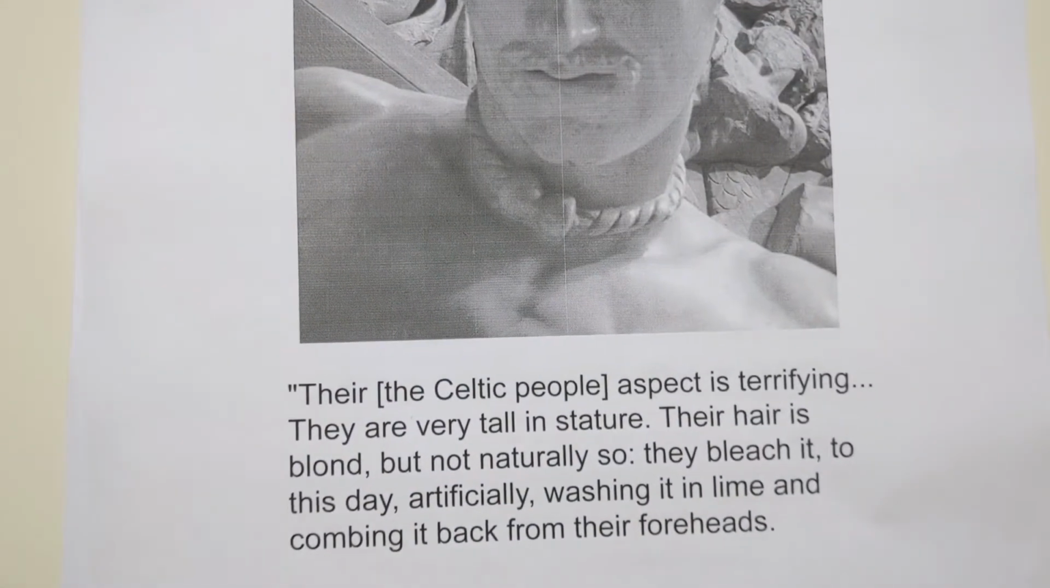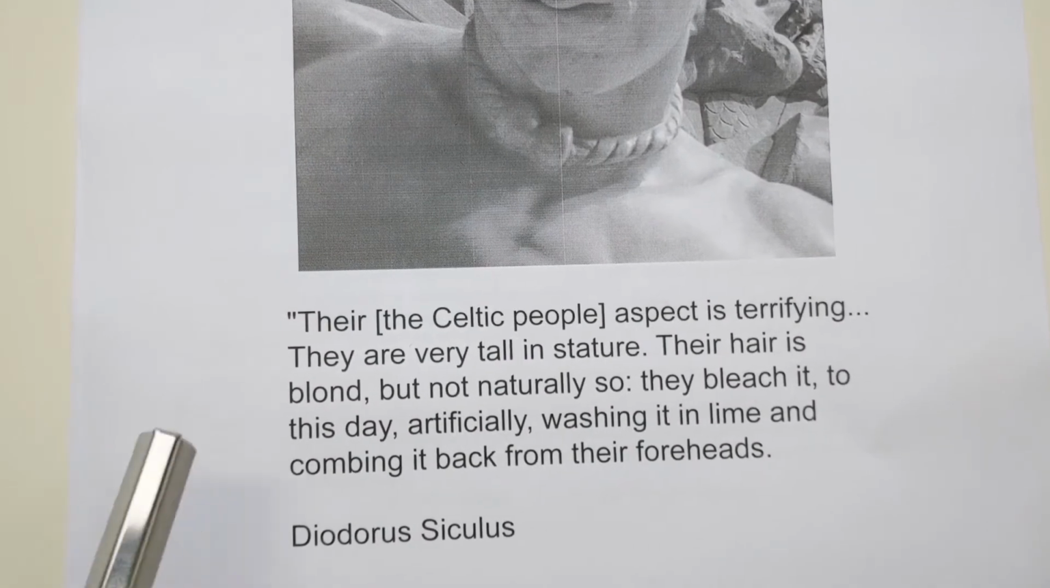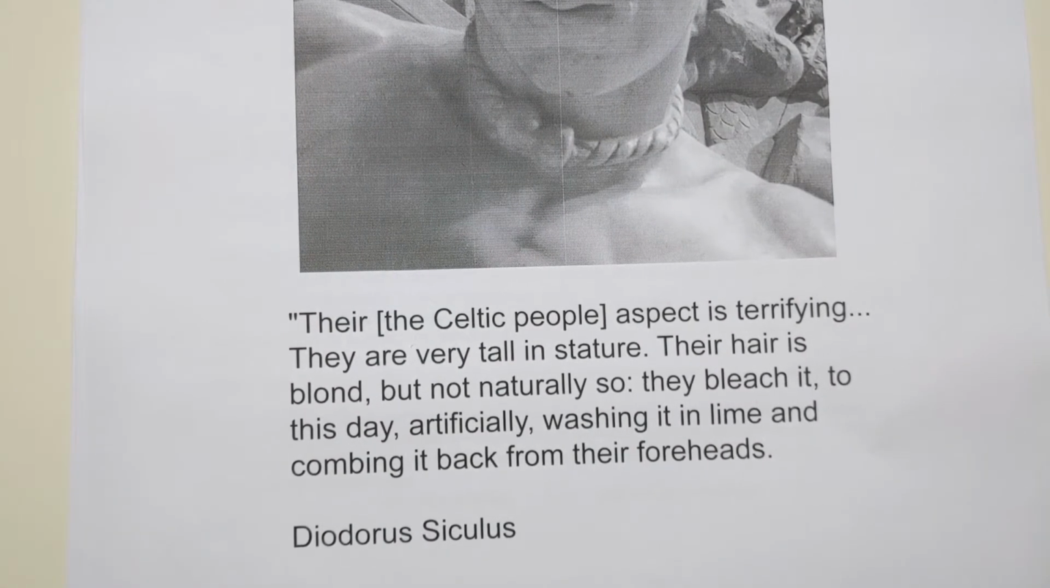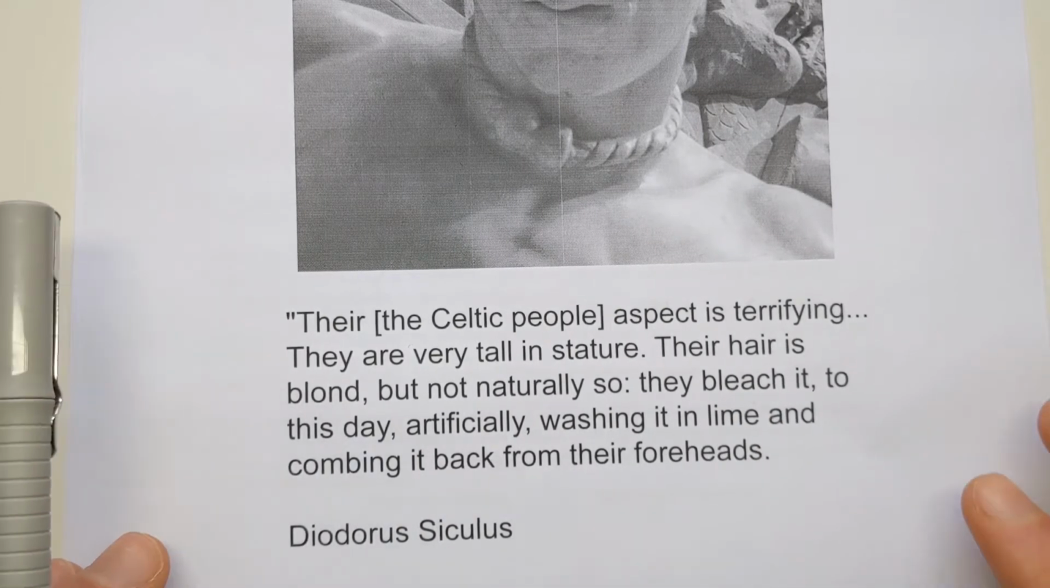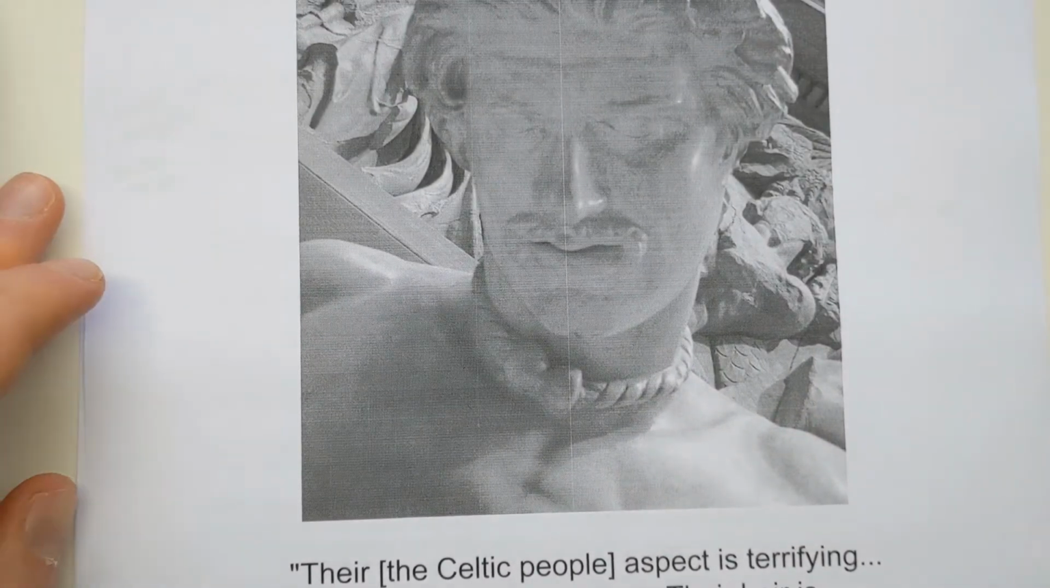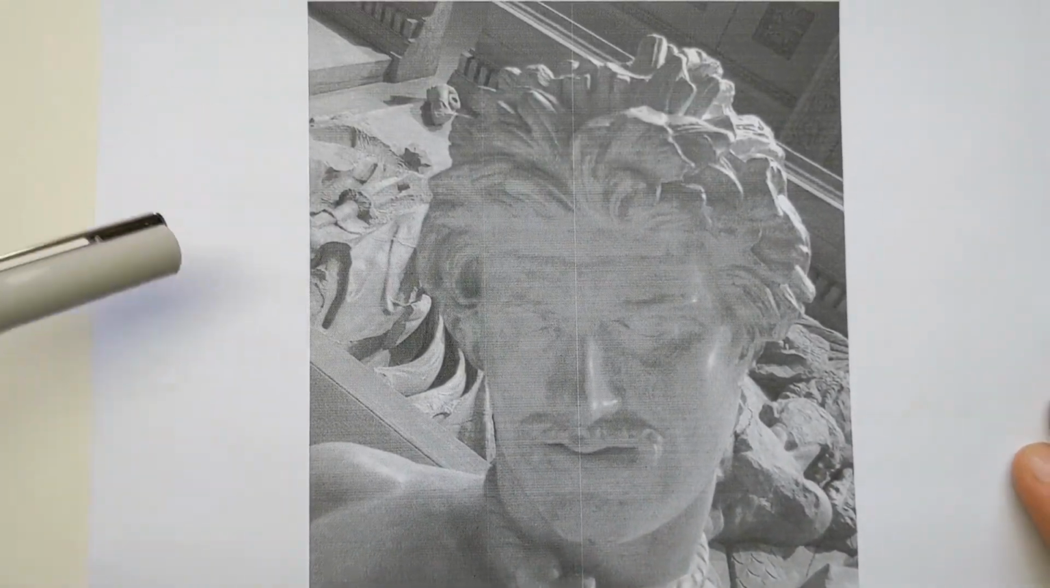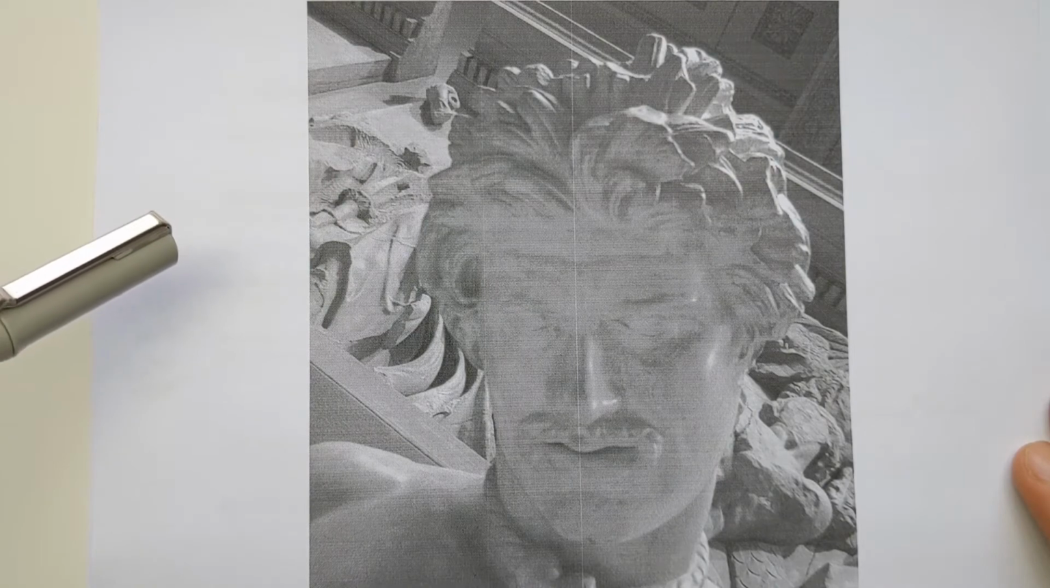They have this account from a Greek historian who wrote about the Celtic people he discovered. "They're terrifying in aspect, they're tall in stature, their hair is blonde but not naturally so. They bleach it to this day artificially, washing it in lime and combing it back from their foreheads." So this lime he refers to is probably lime water, calcium hydroxide dissolved in water. And what the Celtic people discovered is if you wash your hair in it, it bleaches it white and makes it dry out and stick up on the end, which maybe makes you look a bit more terrifying.